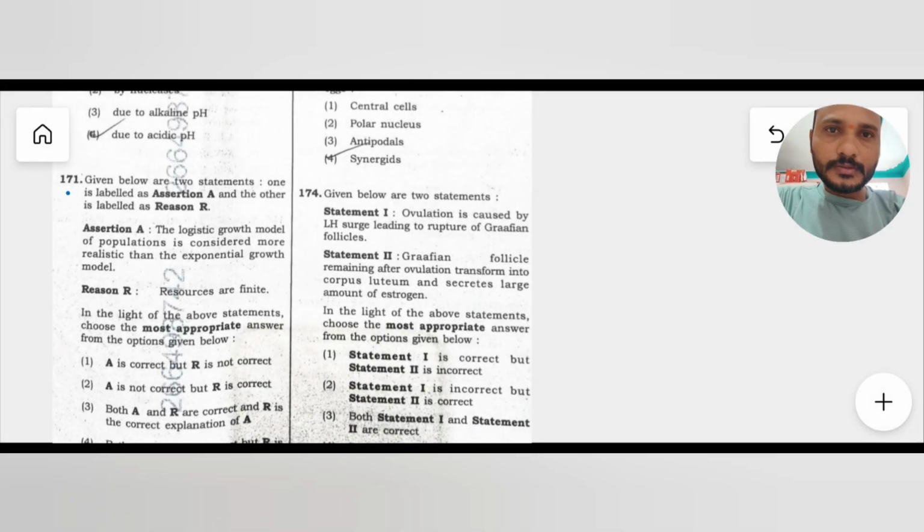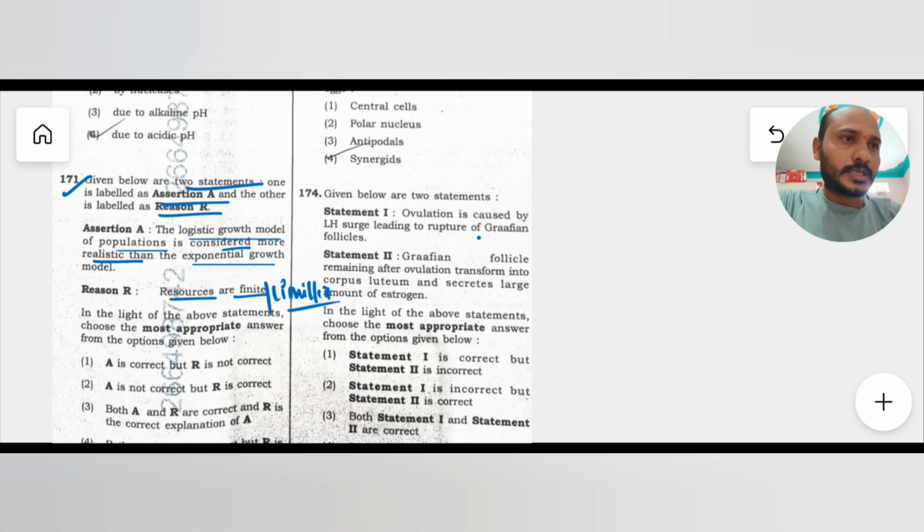Next one, 171. Given below are two statements, assertion and reason type of question. The assertion: the logistic growth model of population is considered more realistic than the exponential growth model. And the reason: resources are finite. Finite means limited resources.